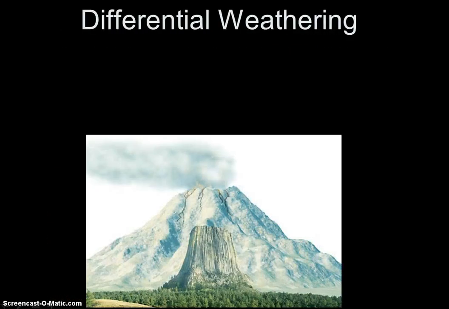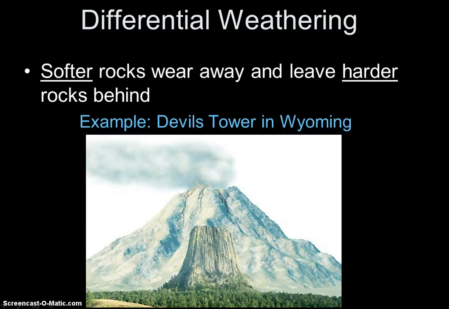Now we have a way that rock is weathered. It's called differential weathering, and that really just means that rock can weather at different rates. So softer rock is going to wear away and leave harder rock behind. Softer rock is going to wear away faster. An example of that is the Devil's Tower in Wyoming.